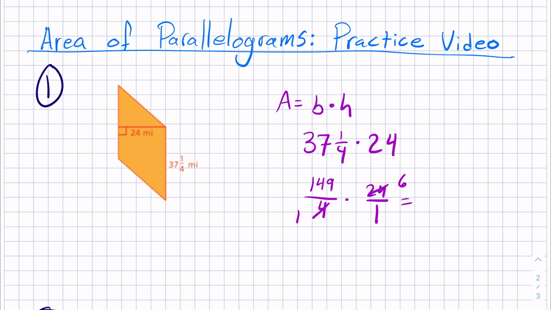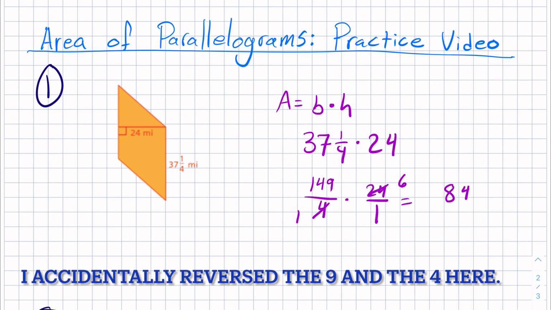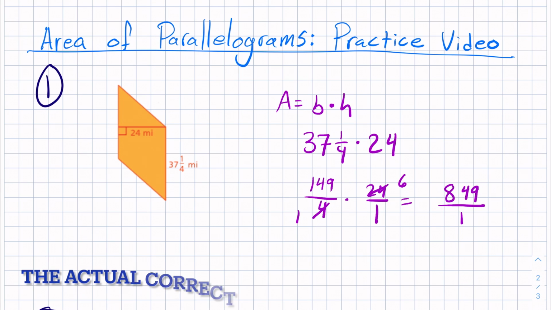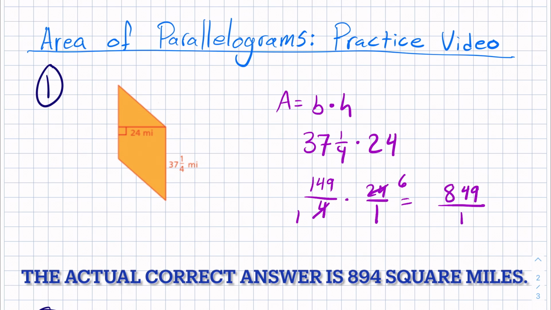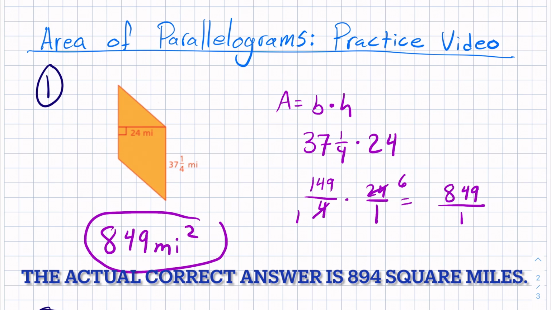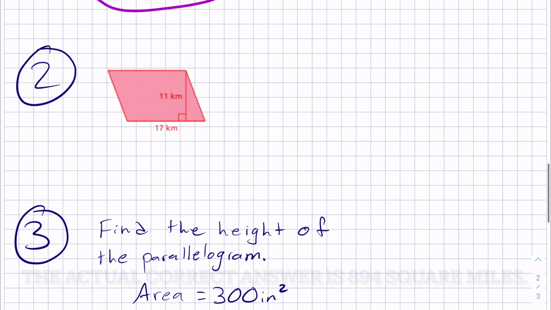149 times 6 turns out to be 894, and then 1 times 1 makes 1. So for my first parallelogram here, I have an area of 894 miles squared. It's a big area. So that's number one. Moving on to number two.